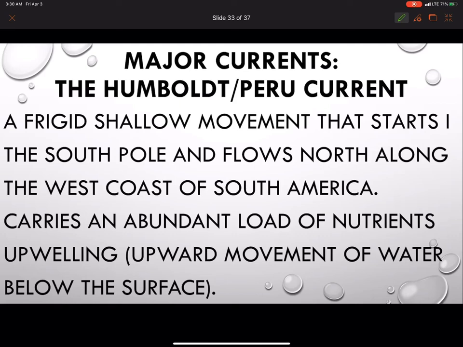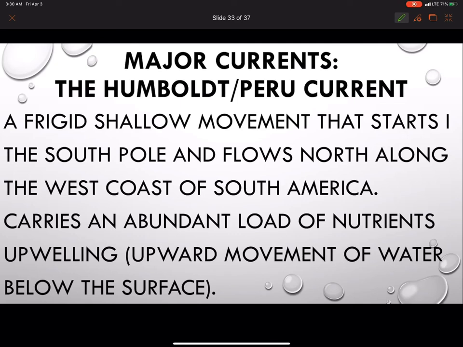So this movement, the Peru-Chile current, actually starts down in the South Pole, and that is all cold water down there. So this is frigid waters. Now the difference between this current and the other two is that it carries an abundant load of nutrients through upwelling.